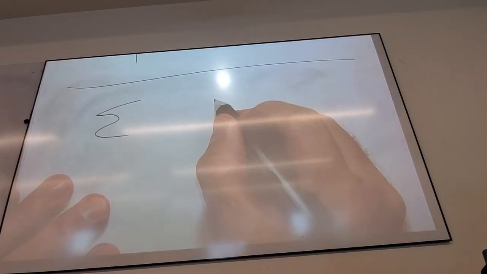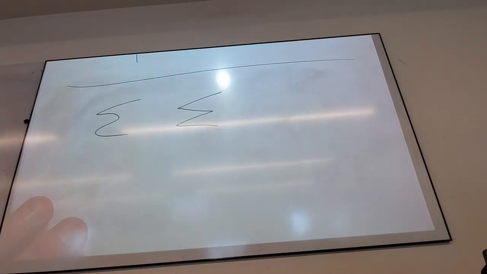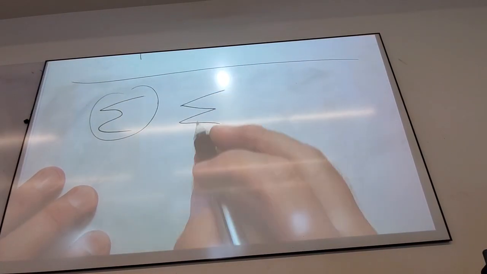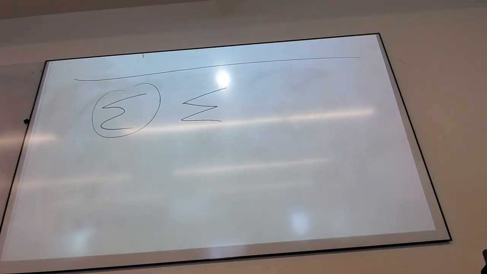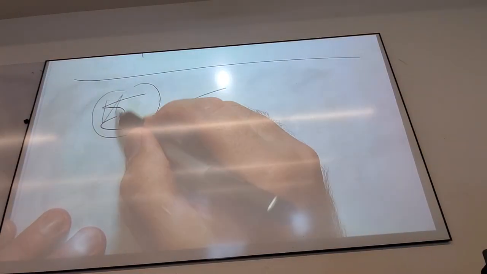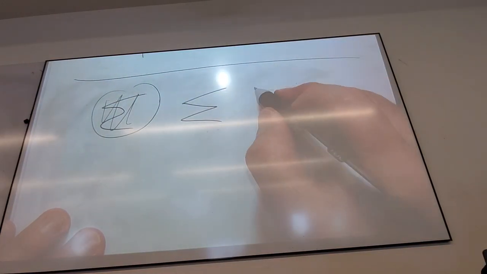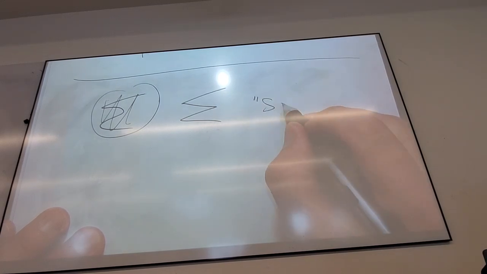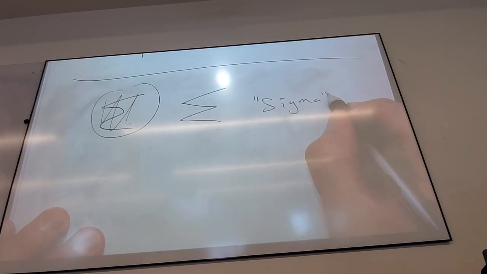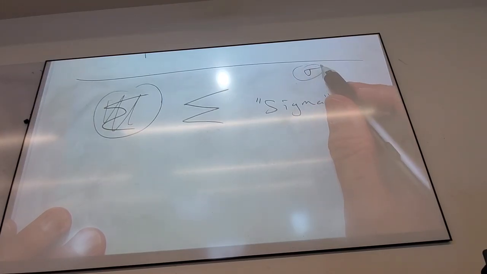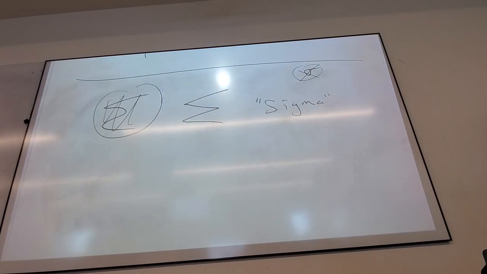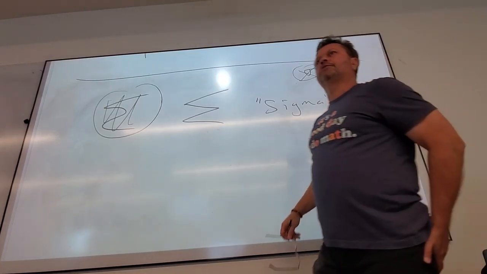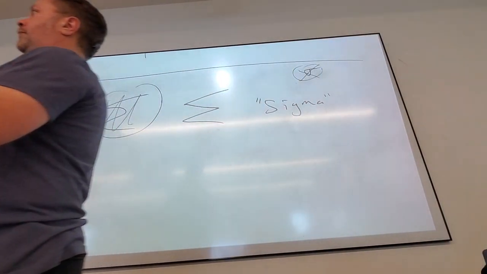Let me write it better. There we go. Does anybody know what letter this is? Sigma. This is uppercase sigma. In case you took statistics and you've seen this one, this is lowercase sigma. We don't need you. Uppercase sigma. So it's the Greek letter S, effectively.